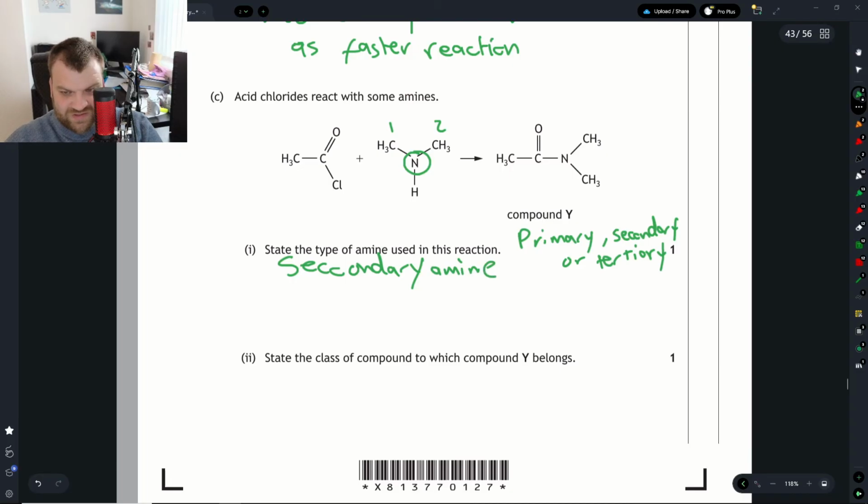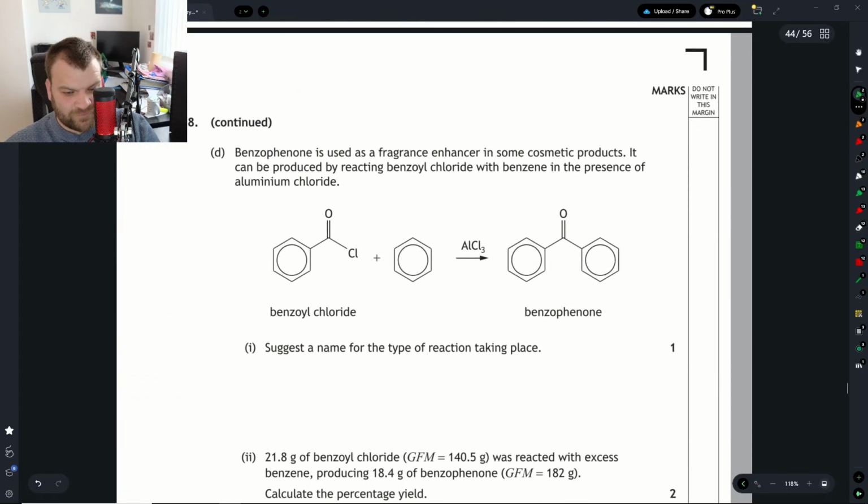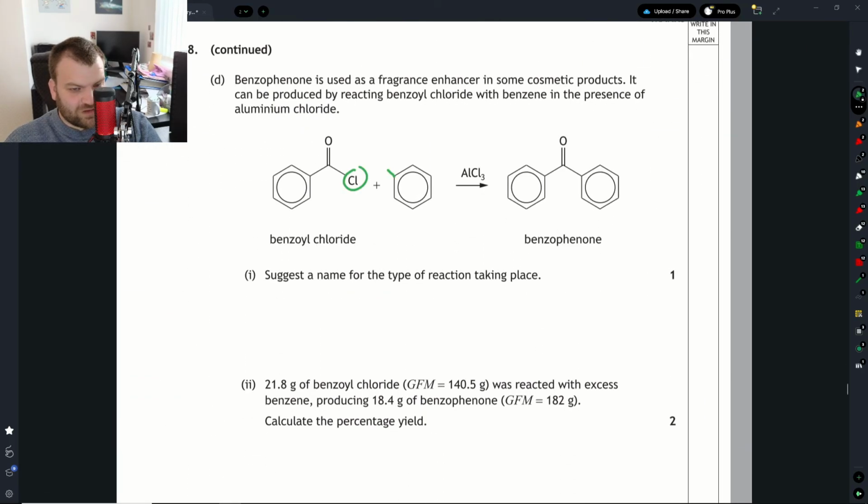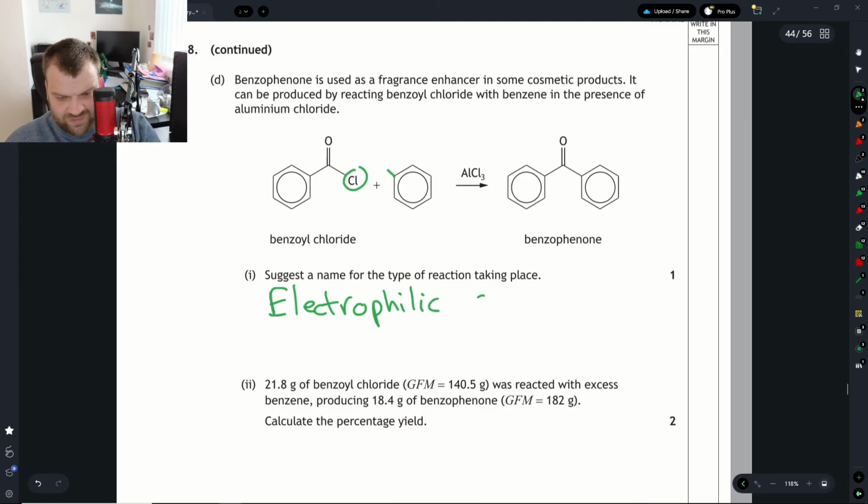What group of compounds does Y belong to? This is the functional group here. C double bond O to an N. That is going to be an amide link. When we are adding on to benzene rings, that's going to be electrophilic because they have the delocalized electrons. And then we're swapping, so substitution.